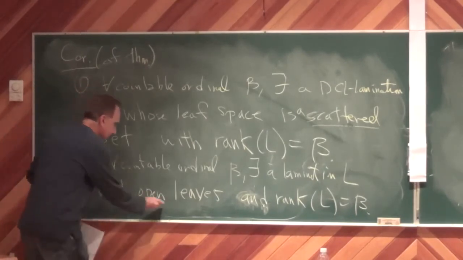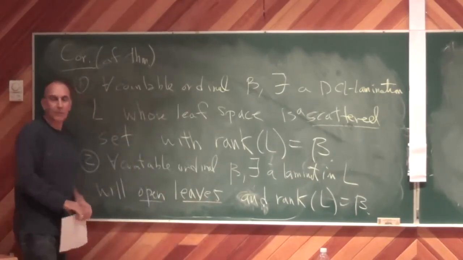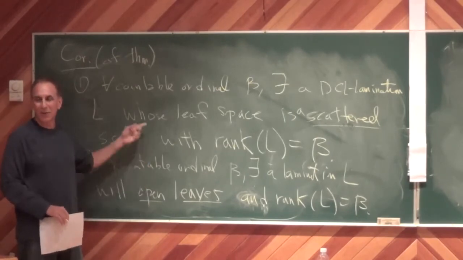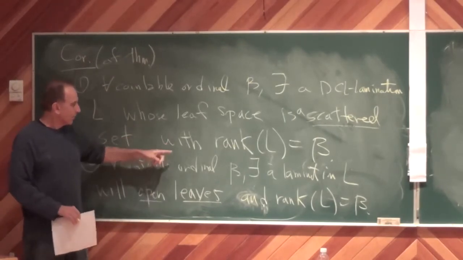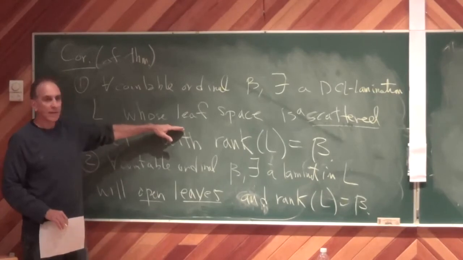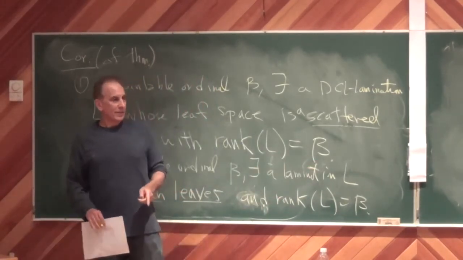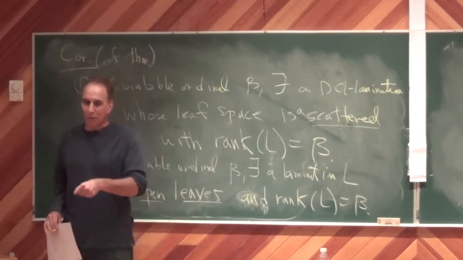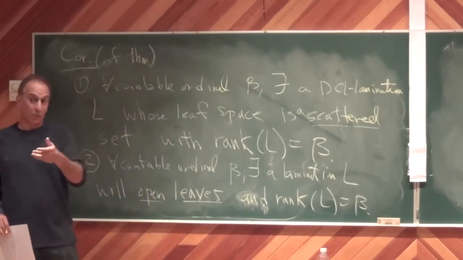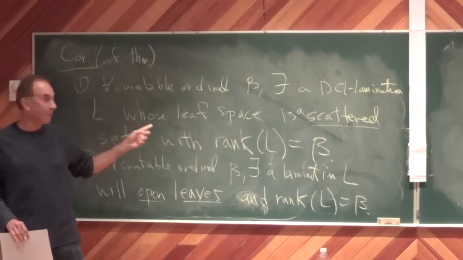Okay, so this is not DCL. It's very different than DCL, but you can imagine how to do it, right? Because I already told you. I mean, what do you do? Take one of these guys, where this is beta plus 1. Take the derivative. If you take the derivative, you throw out all the isolated points. You throw out all the closed leaves, because this is a DCL lamination.